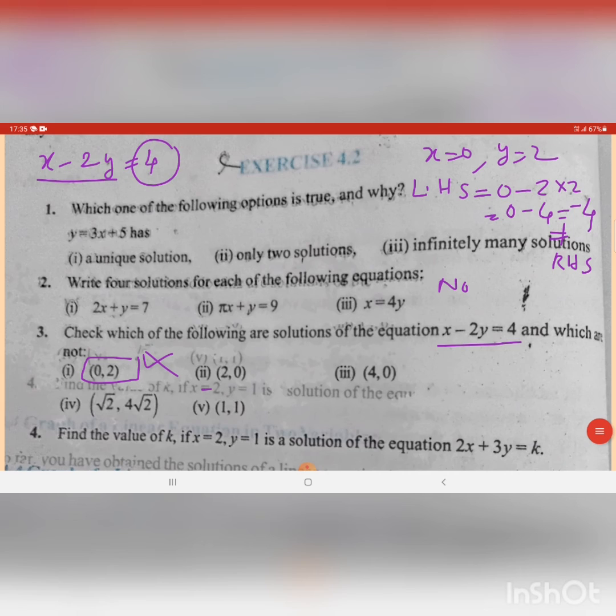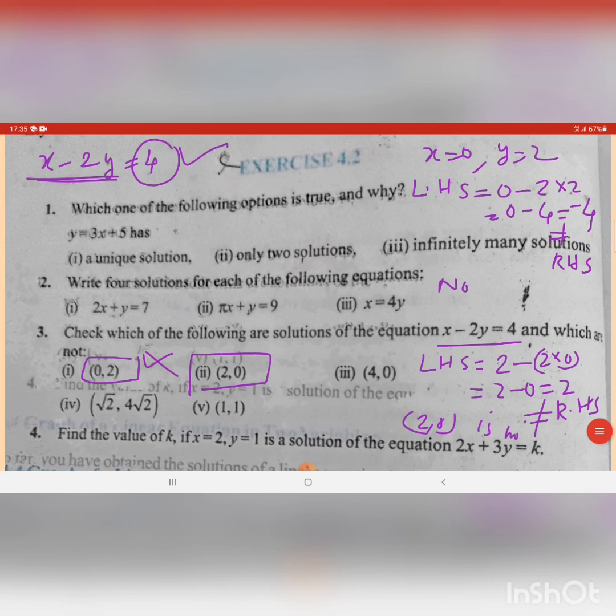Next we have to check (2, 0). That is x equal to 2, y equal to 0. So take the LHS, that is x minus 2y. There you have to substitute x equal to 2. That is 2 minus 2 into y, which is 0. 2 into 0. That is 2 minus 0 is equal to 2. Is it the RHS, 4? No. So that is not equal to RHS. Hence (2, 0) is not a solution.